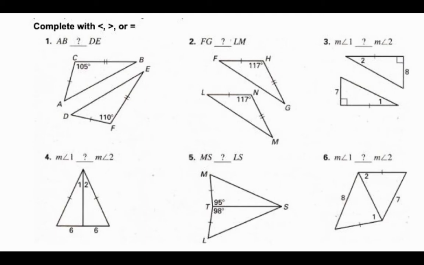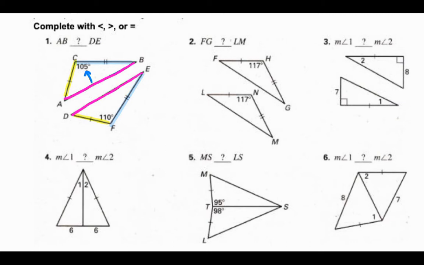In our first question, we have our hinge. We have our first set of congruent sides and our second set of congruent sides in order to create our hinge. Then we're looking at what we're trying to compare: the side lengths of AB and DE. We don't have measurements for those, so we use the angles opposite them.